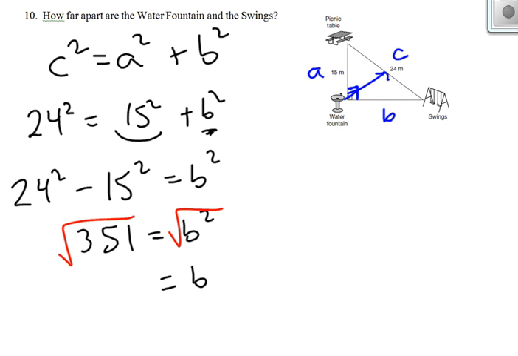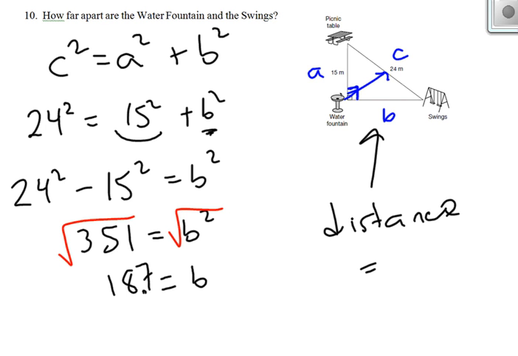I get 18.7. Therefore, the distance from the water fountain to the swings is, oh, why do I keep forgetting my decimal? 18.7 meters. And definitely make sure that your answer makes sense. I mean, the hypotenuse is 24 meters. This is 15 meters, so it's nice that I got an answer kind of in between. Okay, that was pretty fast.